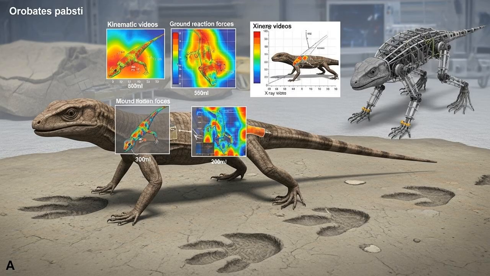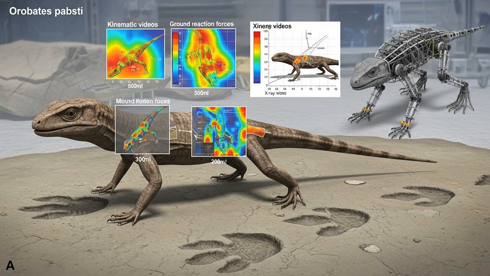A fantastic example of this in action is the study of Orobates pobsti, a 290-million-year-old reptilian creature that lived even before the dinosaurs. Scientists had a perfectly preserved fossil skeleton and, incredibly, a set of fossilized footprints believed to be made by the same species. A research team set out to reverse engineer its walk. They created a high-resolution 3D scan of the skeleton and built an animated digital model, like a marionette.